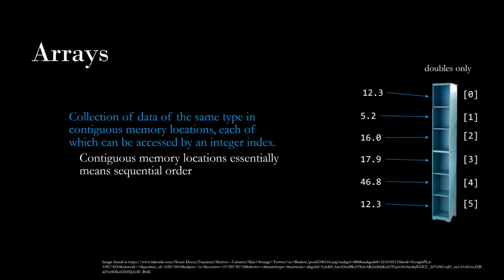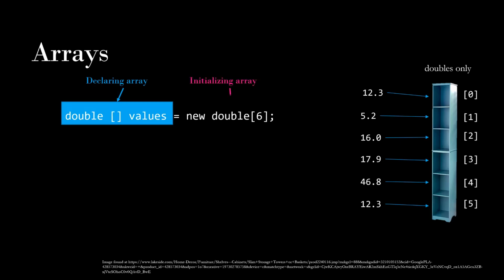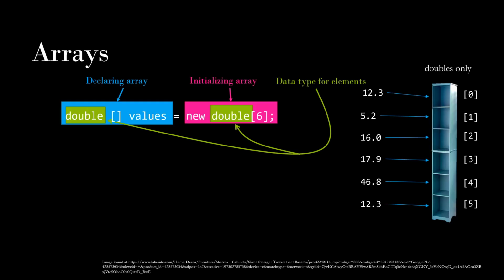And of course, this is just an analogy. The actual array would look something like this. Over here, this is how we declare the array, and this is how we initialize the array. The data types are mentioned in both the declaration and the initializing. And the 6 here is the number of elements that we want in it. That's how it builds our cubbies like we had before.